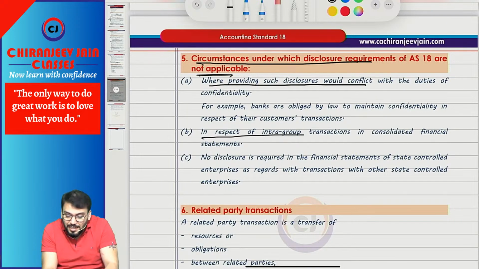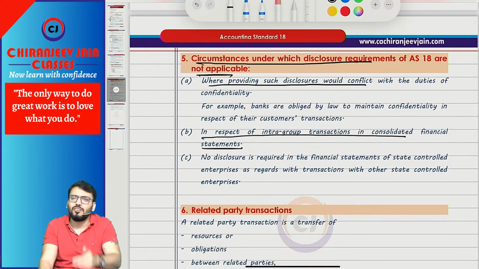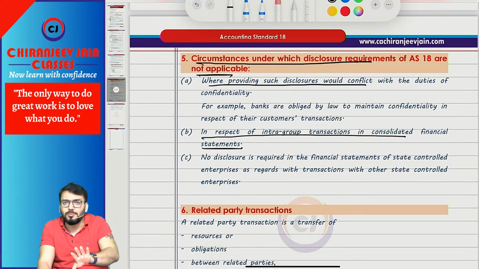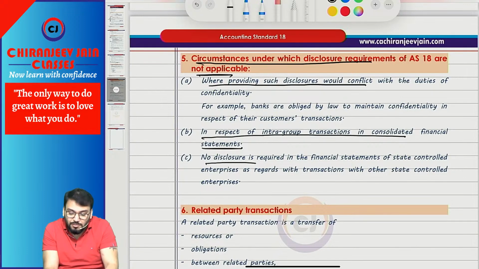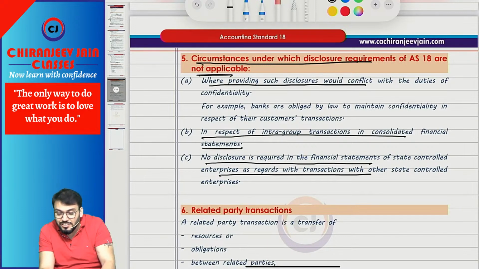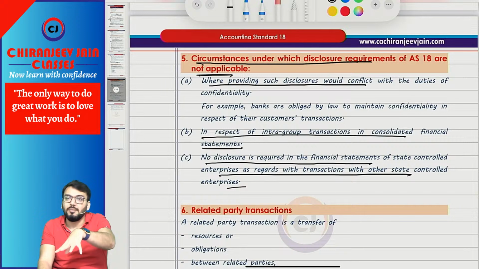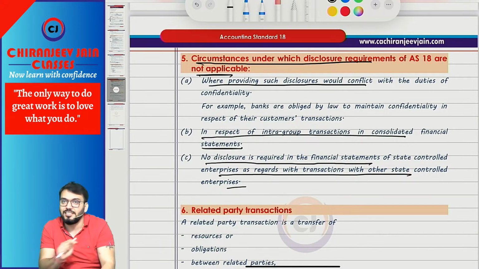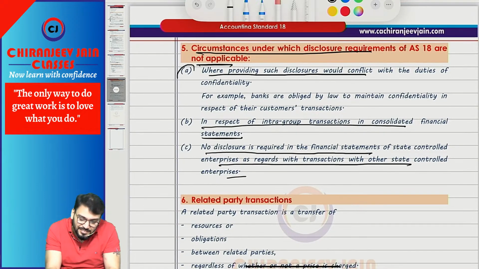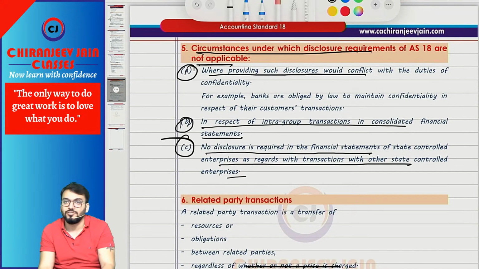In respect of intra-group transactions in consolidated financial statements, can I say in consolidated financial statements, any intra-group transaction between parent and subsidiary will be eliminated and that will become a single entity. So these transactions are not supposed to be disclosed in CFS. No disclosure is required in the financial statement of a state controlled entity regarding transactions with another state controlled entity. Means there are two government companies, so they are related to each other because they are controlled by the same government. So any transaction between those two government companies is exempted from the disclosure given in AS 18. Correct. So these are special exemptions given under special circumstances.